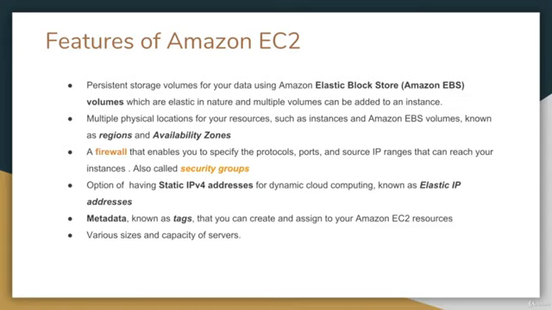You also have this feature of security groups, which are firewalls that control traffic to your instances. You can have static IPv4 addresses called elastic IP addresses. You can also add metadata known as tags to your EC2 instances. And you can select the size of your EC2 instances, right? You can provision a small EC2 instance with 1 gig of RAM and 1 CPU, and you can also provision an EC2 instance with 4 terabytes of RAM.